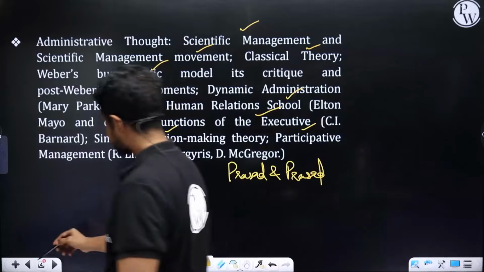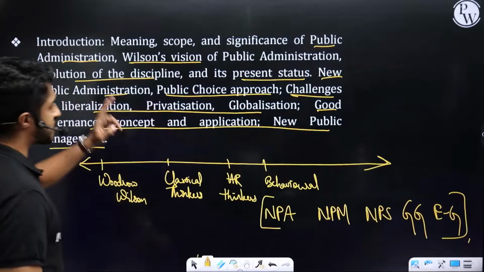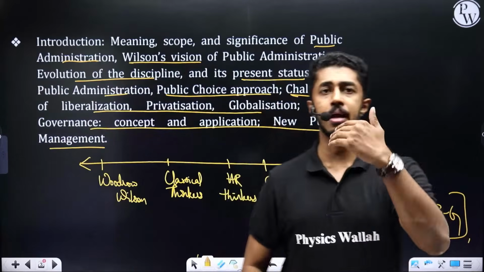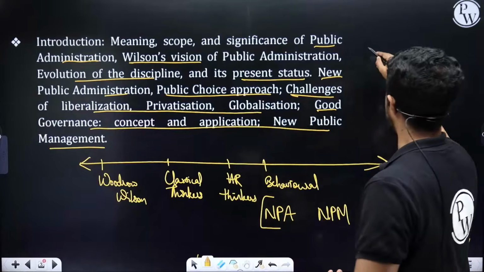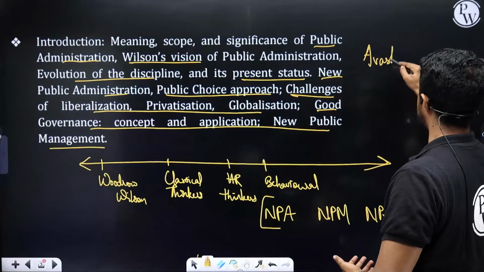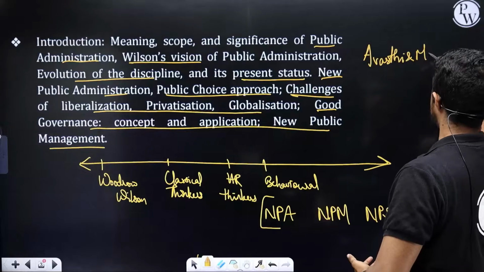Coming to the first chapter, what is NPA, NPM, and so on. You may go with Avasti and Maheshwari.